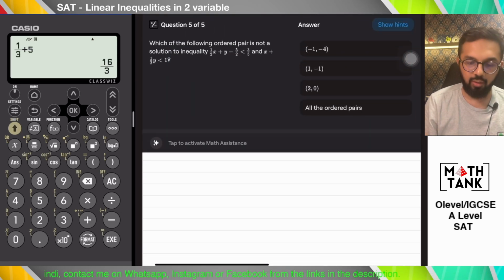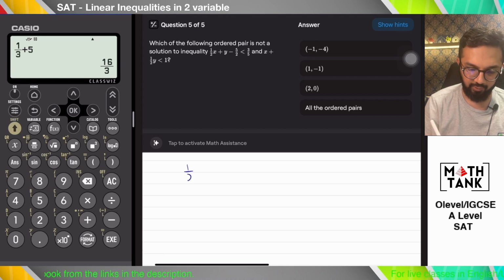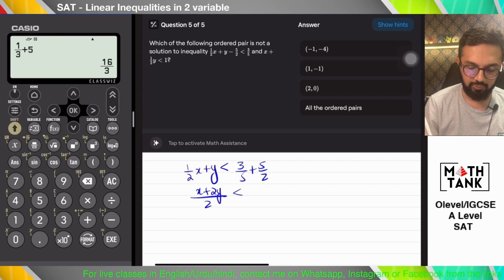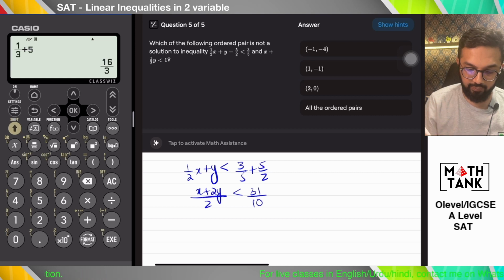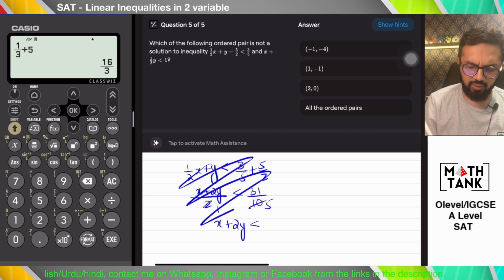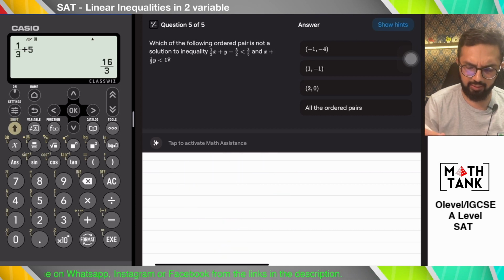Which of the following ordered pairs is not a solution to the inequality? Okay, so 6 plus 25 is 31 over 10. Okay, I don't need to do all of this. I can just plug in the answer options and see, and that's the easy way of doing this.